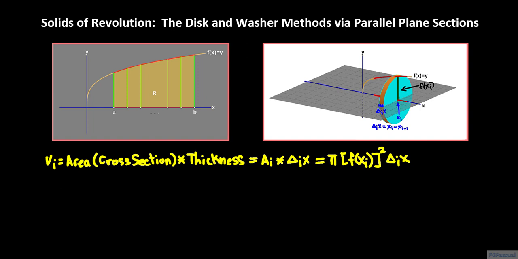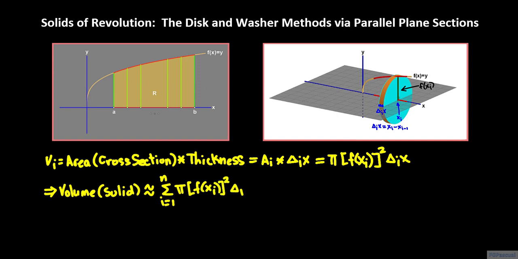This is the approximate volume of just the ith section, and there are n of these sections. So we add up all the V sub i's and find that the volume of the solid of revolution is approximately equal to the sum from i equals 1 to n of pi times the square of f of x sub i times delta sub i x.